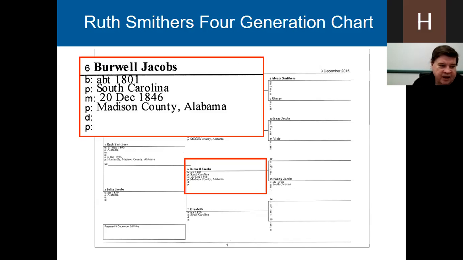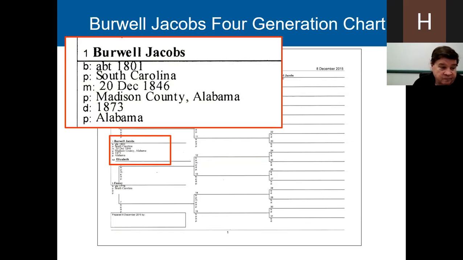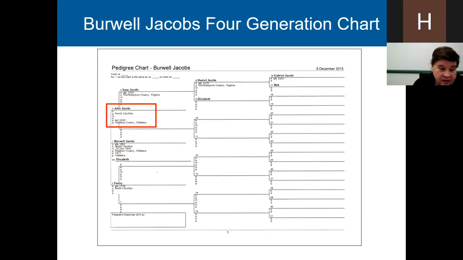So how do we find more information about him, about Burrell? Well, we know he died about 1873 in Alabama. We know all this stuff.